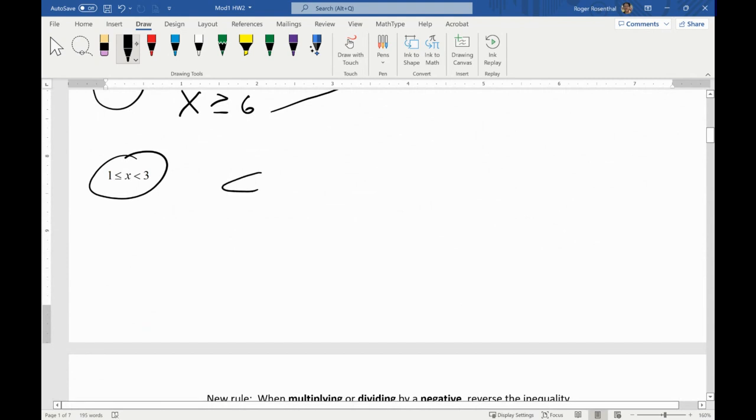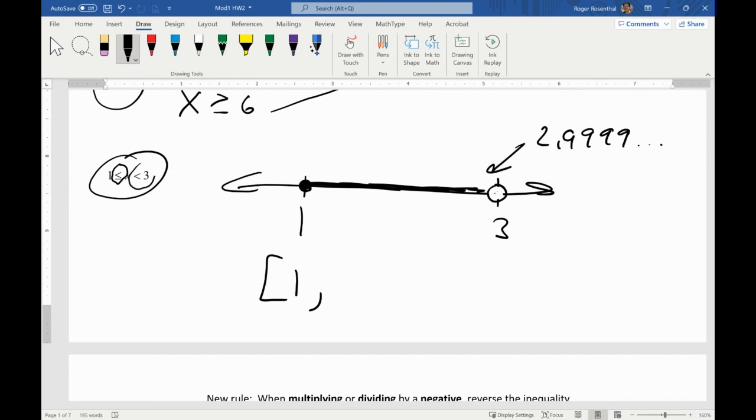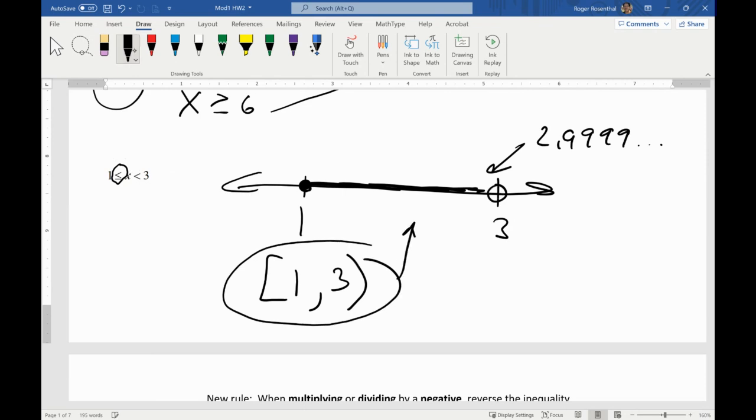Let's take a look at this. This means all the numbers between 1 and 3, including 1 and not including 3. So we're including the number 1, we're including all the numbers up to there, but we're only going as high as 2.9999999, essentially. We're not going all the way to 3. Since you have an equals on that, the 1 gets a bracket. Since you don't have an equals on that, the 3 gets a parentheses. This is a shorthand way of saying what's in this picture, and this again is called interval notation.